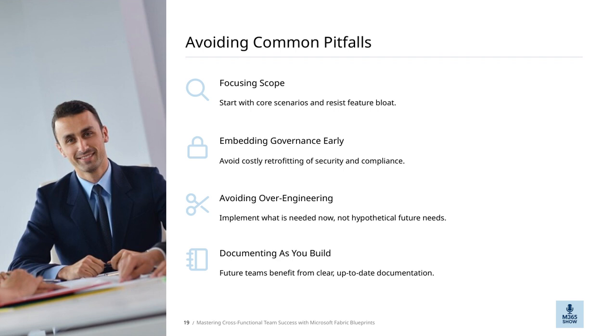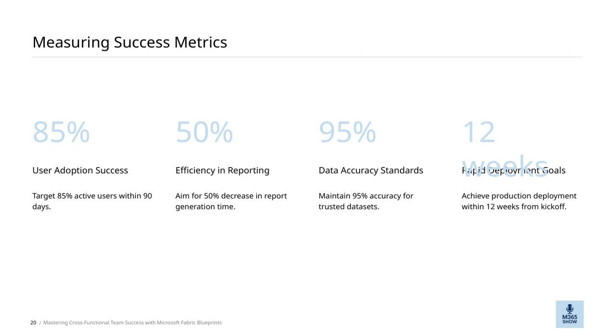Finally, focusing the scope is essential. Start with core scenarios and resist the urge to add too many features too soon. This focus allows you to deliver value quickly and avoid feature bloat, which can dilute the effectiveness of your solutions. By keeping these principles in mind, we can navigate the common pitfalls and set our teams up for success with Microsoft Fabric blueprints.